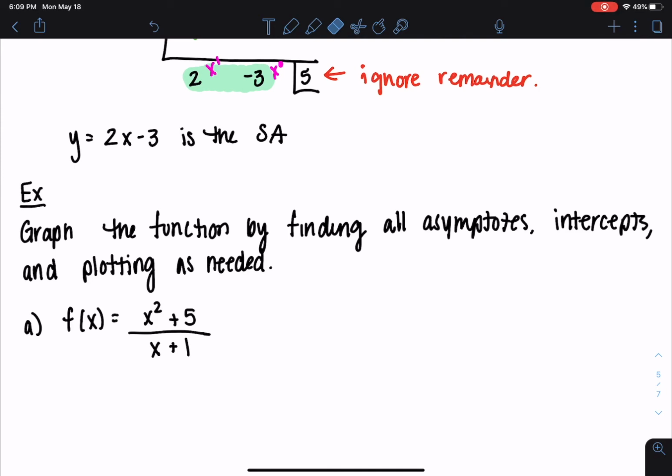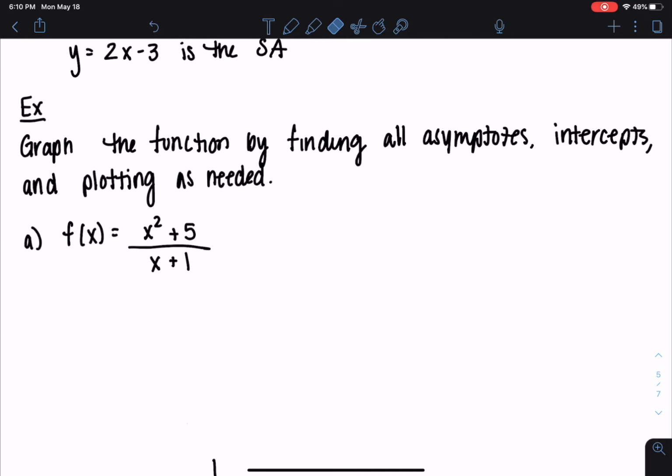So we want to graph the function by finding all the asymptotes, any intercepts, and doing any additional plotting as needed. So you're not going to be able to get super precise by hand, but we're going to go ahead and try our best. So let's start with the vertical asymptotes. We've got the bottom being x plus 1. I can't simplify this at all. So x equals -1 is our vertical asymptote.